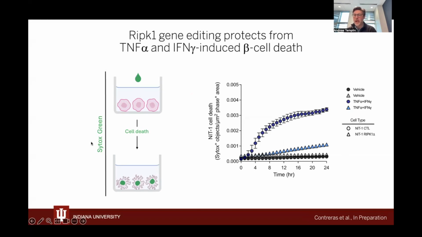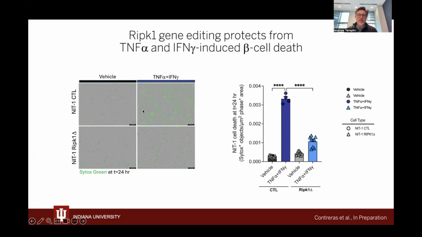This is not specific for apoptosis or necroptosis or any other specific form of cell death, but rather is labeling all dead cells. And so we can add this cell death indicator and then quantify cell death over time as a function of the phase area of the cells in the well. And what we see when we do that is that when we treat the control cells in the circles with TNF-alpha here in blue, we see a significant upregulation in cell death over 24 hours, whereas that is significantly blunted in the RIP1 gene-edited cells in this light blue triangle.